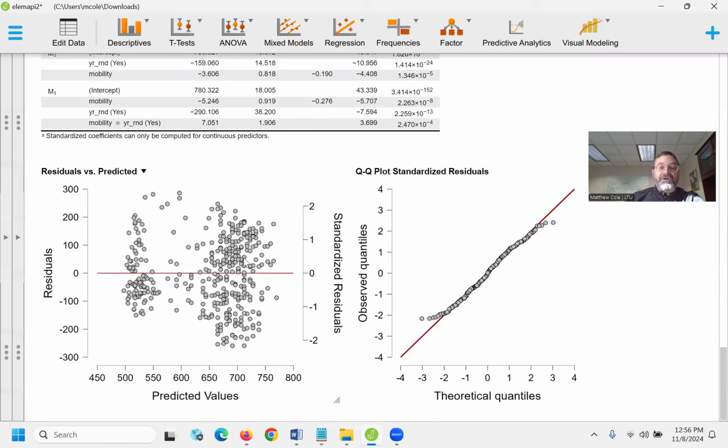So over here, what we're looking for is just a random scatter, and we have a random scatter. We don't really see any type of pattern, so we're feeling pretty confident that we don't have any problems with linearity or homoscedasticity, which is that there's basically equal spread of these residuals across all of the predicted values.